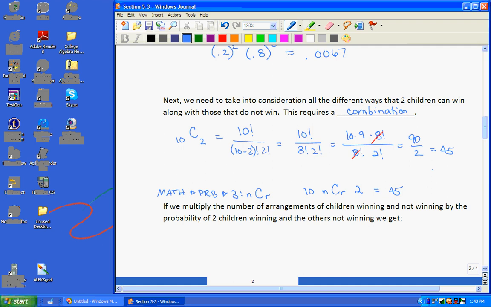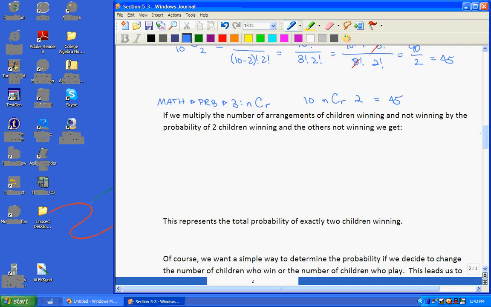Okay, so now we know that there are 45 different ways that two kids can win, either the first and the second, or the last 2, or the middle 2, or the second and the 8th, or any of those different combinations. There's 45 ways that that can happen. So to get the true probability that any 2 kids can win, I'm going to take the 45 ways that it can happen, multiply by 0.0067, which is the probability of just one way that it can happen.